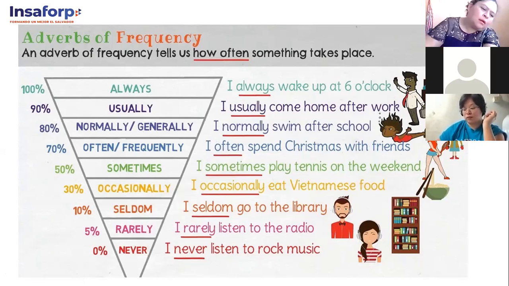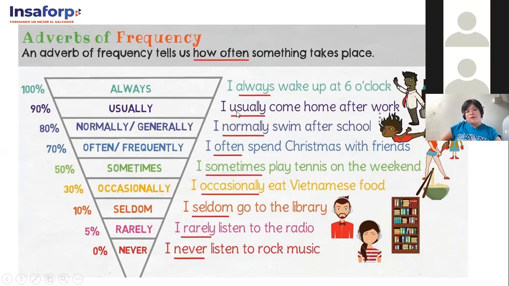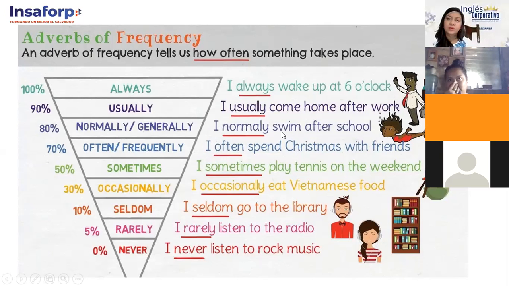Vamos a ver. Tatiana, ¿nos puede leer always the first sentence? I always wake up at 6 o'clock. Thank you. Byron, continue. I usually come home after work. Excellent. Mr. Martinez. Normally, I normally swim after school. I normally swim, yes, after school.